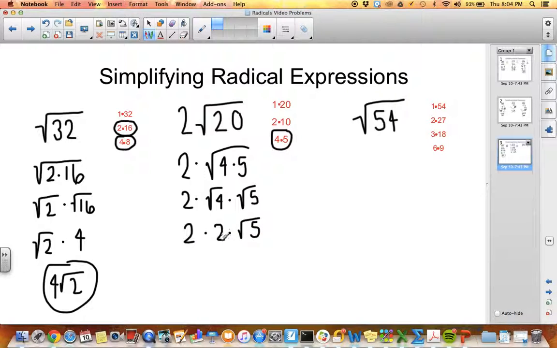Now we multiply these outside ones together. 2 times 2 is 4. So I have 4 square root 5. And that's my simplified radical.